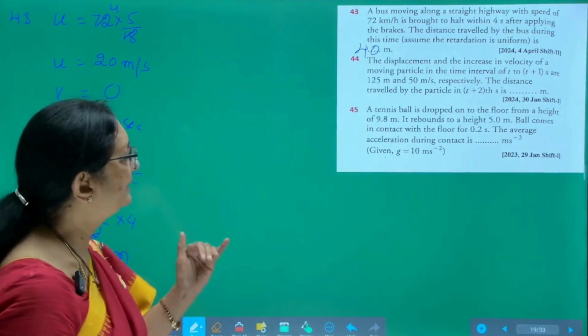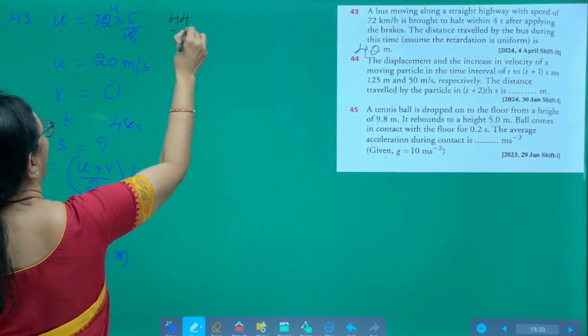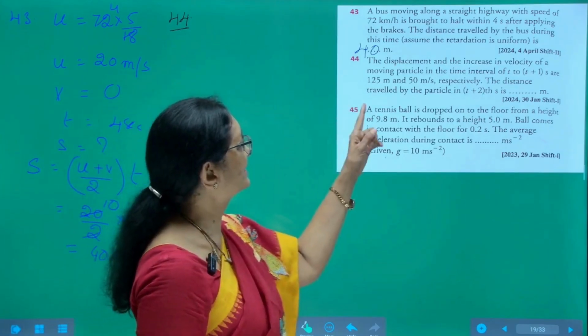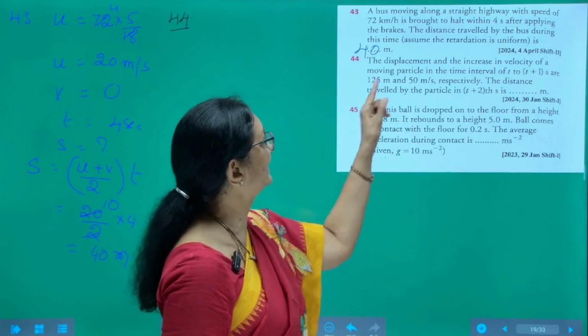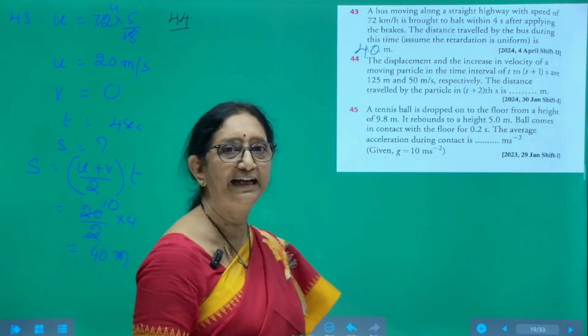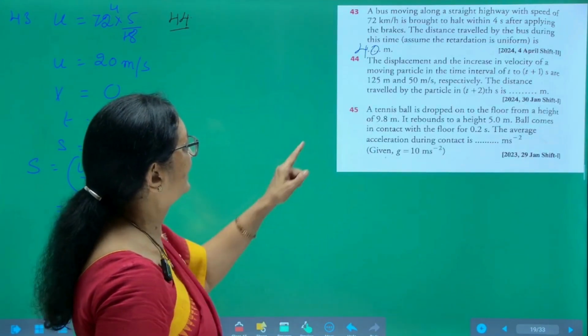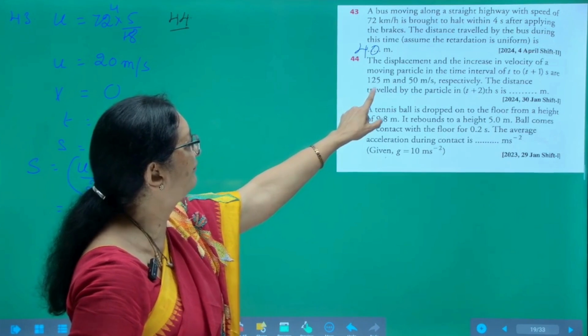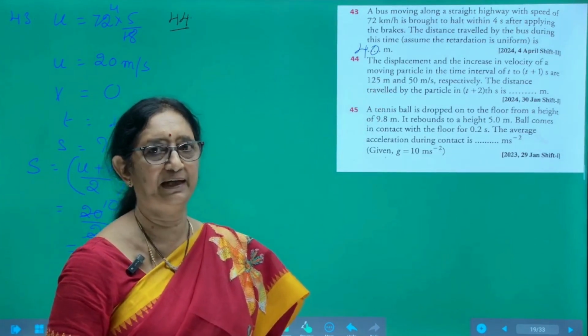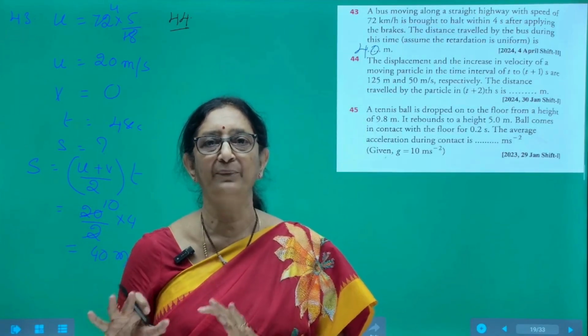Right? Now, let us move on to question number 44. The displacement and the increase in velocity of a moving particle in the time interval t to t plus 1 seconds are 125 meters and 50 meters per second. First, we should know what that data given is.